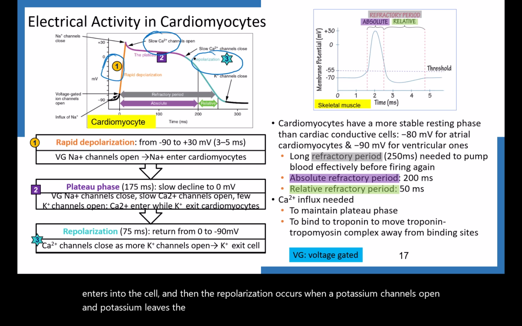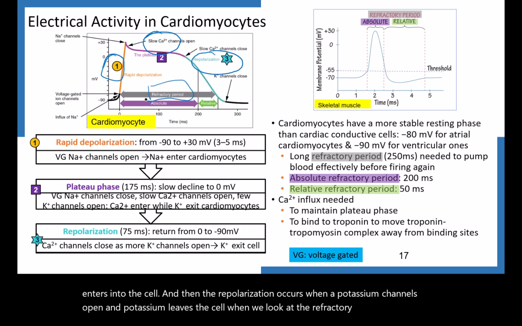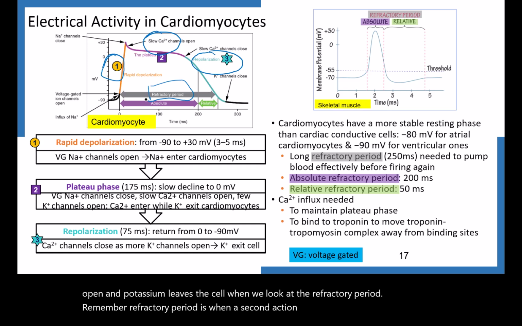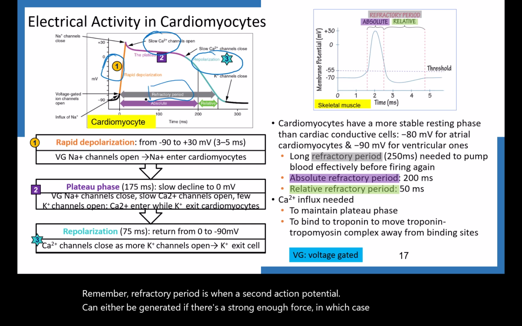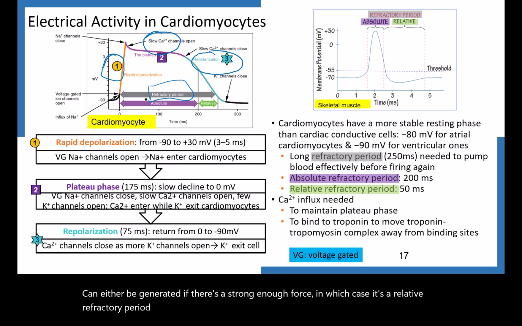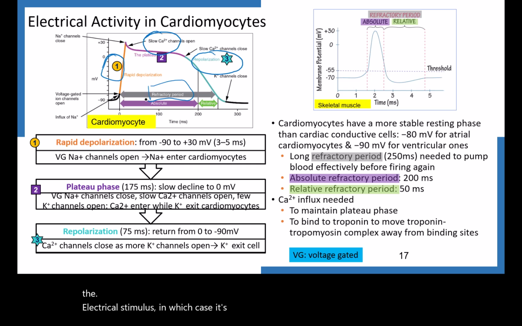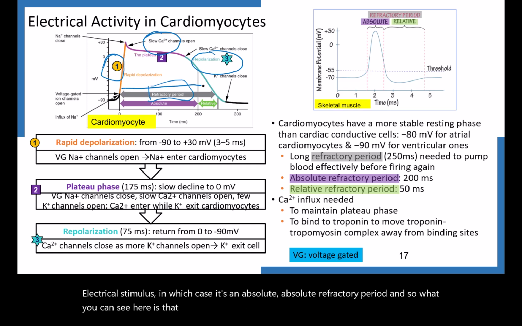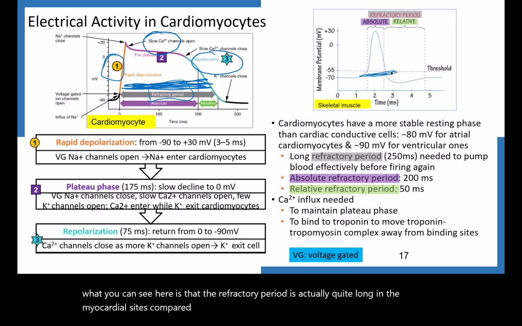When we look at the refractory period, remember, a refractory period is when a second action potential can either be generated if there's a strong enough force, in which case it's a relative refractory period, or when no second action potential can be generated regardless of the electrical stimulus, in which case it's an absolute refractory period. And so what you can see here is that the refractory period is actually quite long in the myocardiocytes compared to in the skeletal muscle, right?